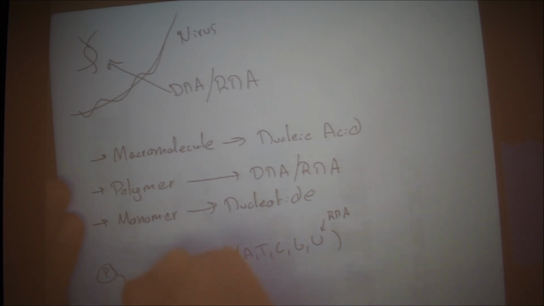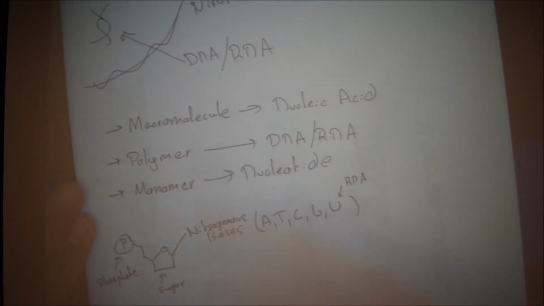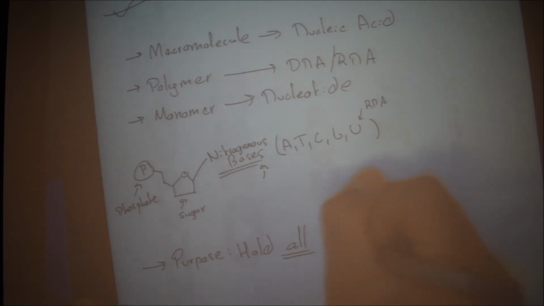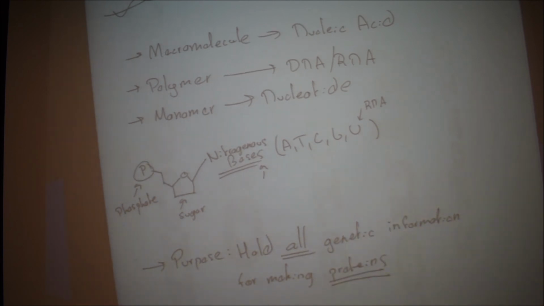So that is the basic shape right here of a nucleotide. It's going to have a sugar, it's going to have a phosphate, and it's also going to have these nitrogenous bases right here. Okay, cool. What is the purpose of this macromolecule right here? The purpose is to hold all genetic information for making proteins. Cool. So that's the purpose of our nucleic acids.